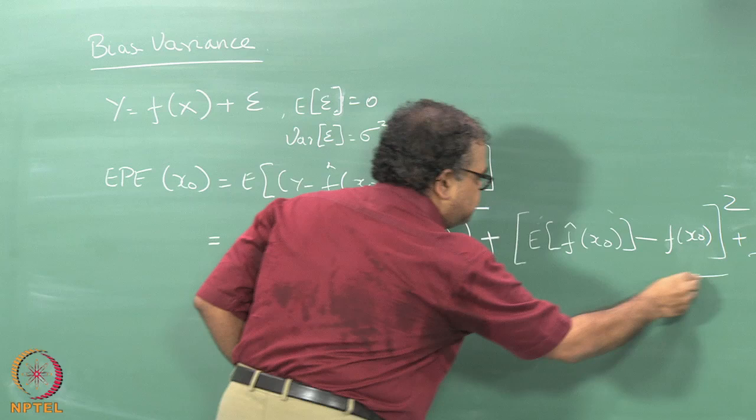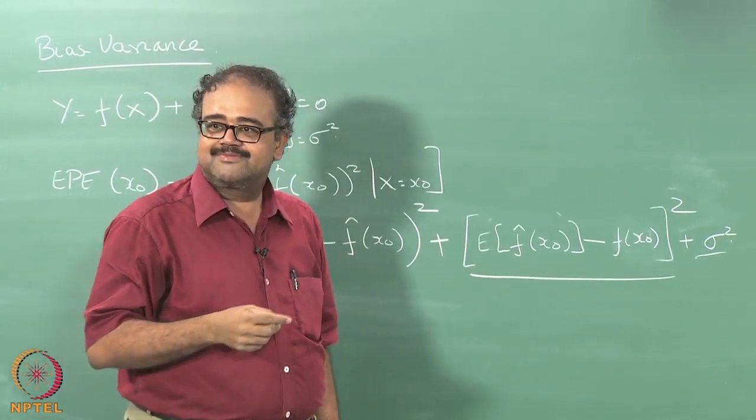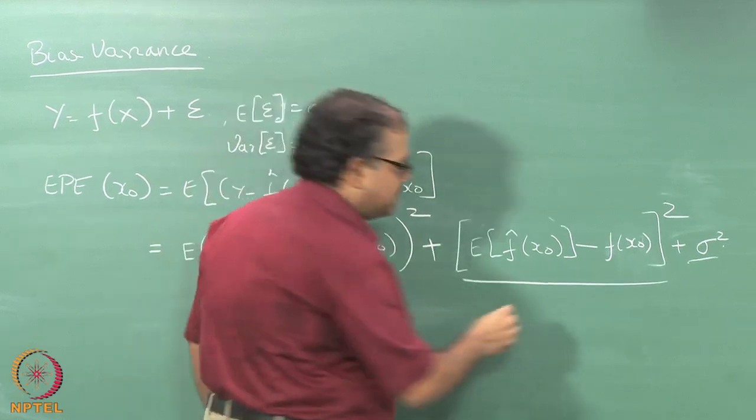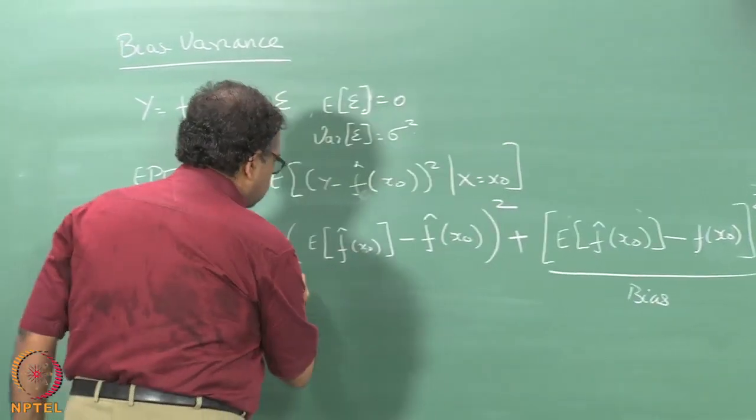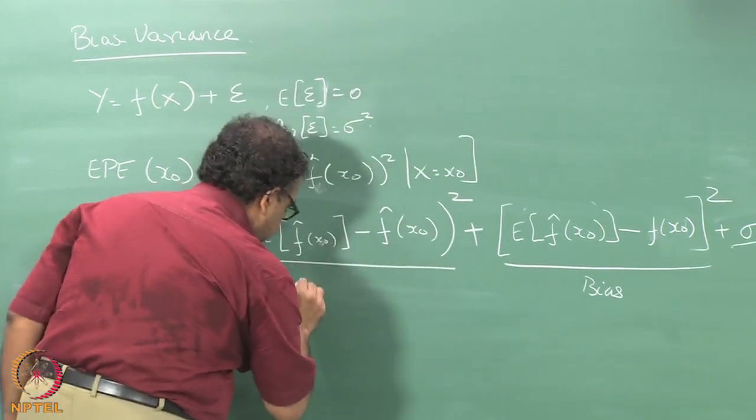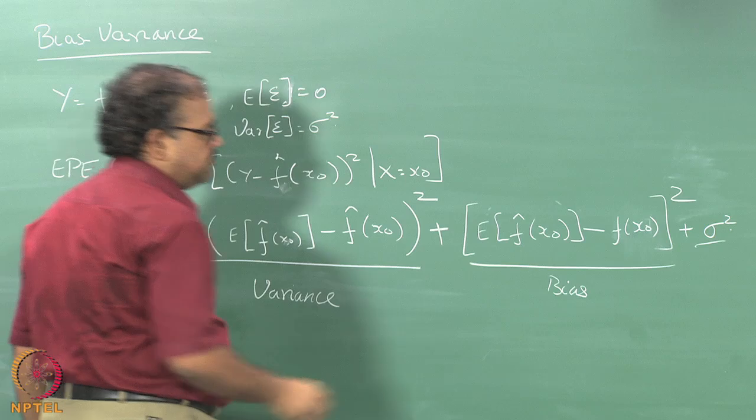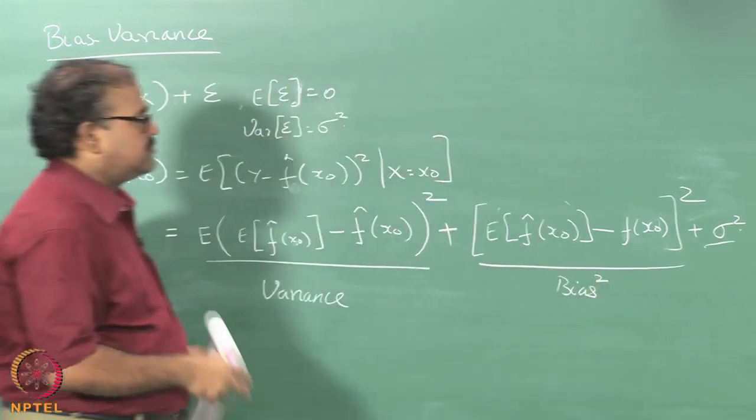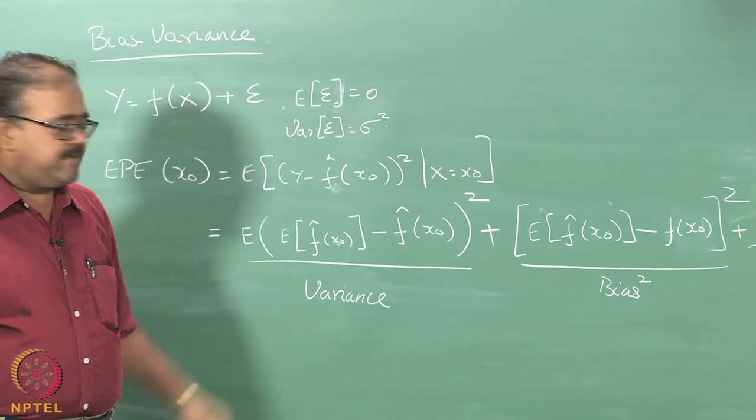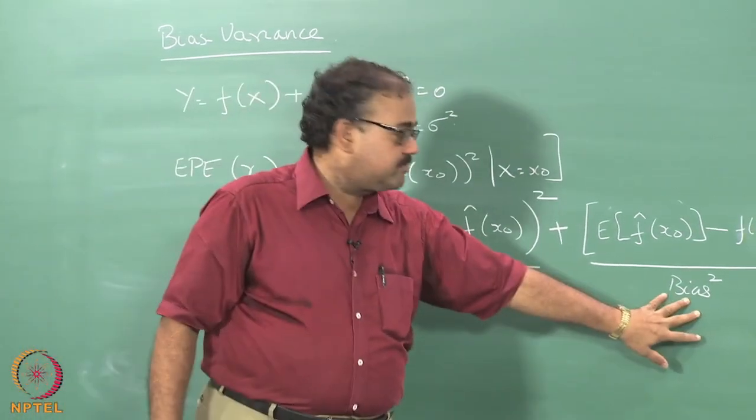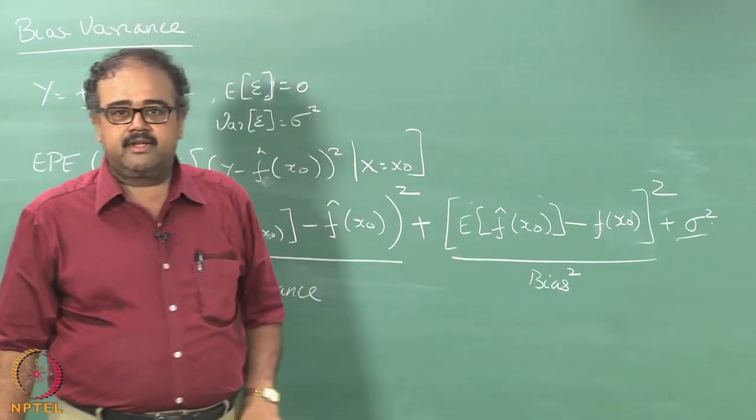So this term is typically called the variance of the estimator f hat. Okay. This term is called the bias of the estimator f hat.